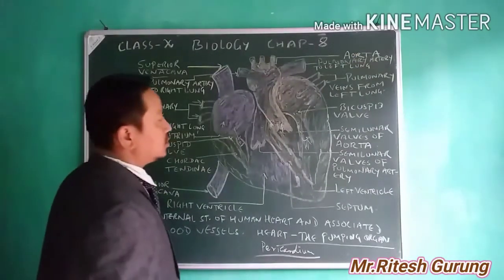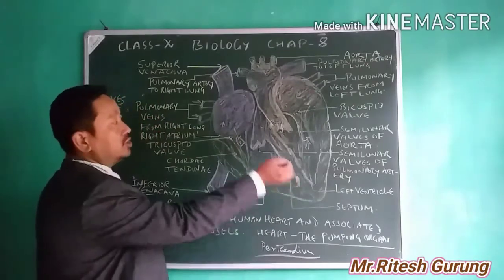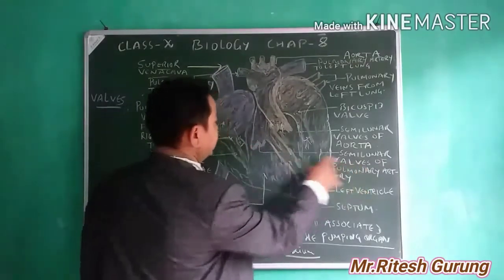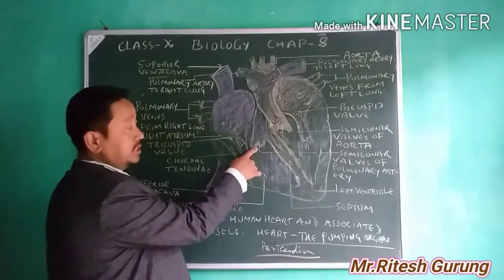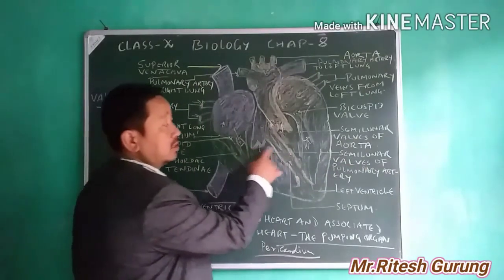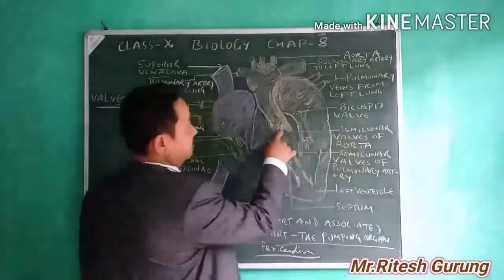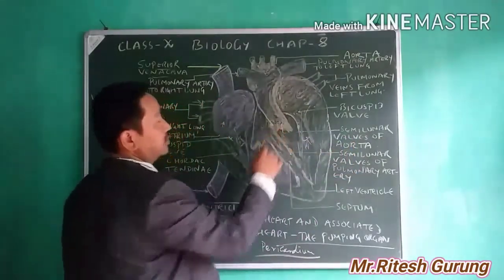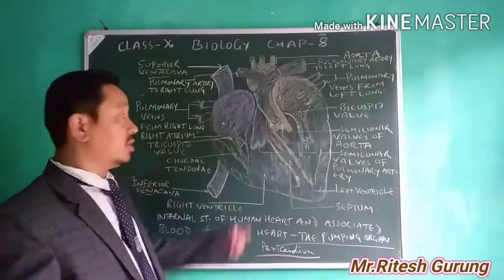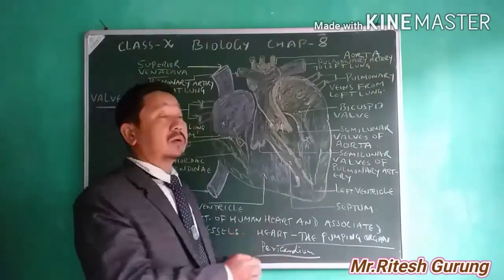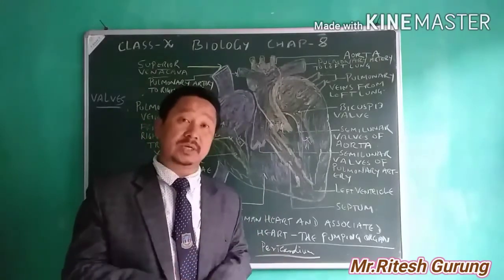The other 2 types of valves you find here are called the semilunar valve of the pulmonary artery, here it is, and the semilunar valve of the aorta here. Both sides have valves. The function of them is also the same, that is, to allow the blood to flow only in one direction.